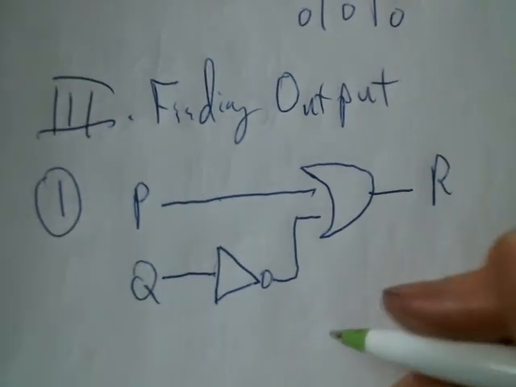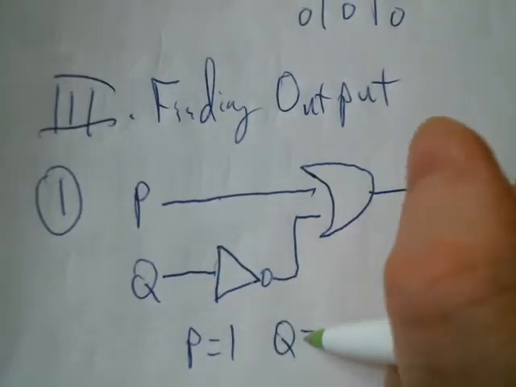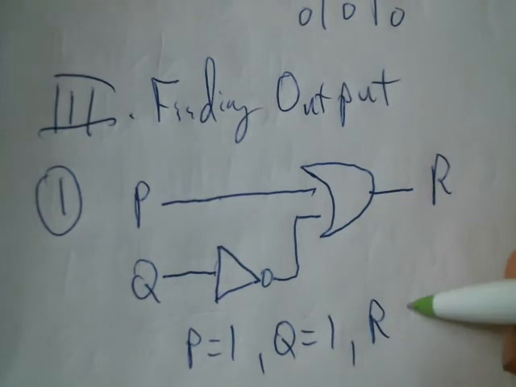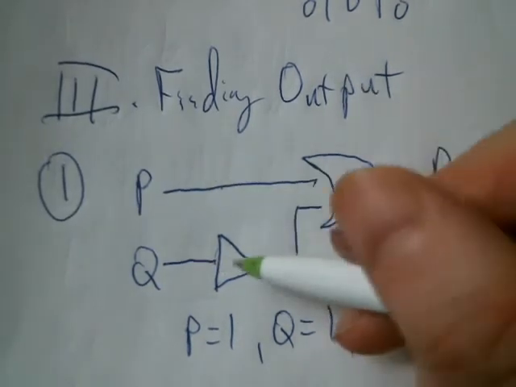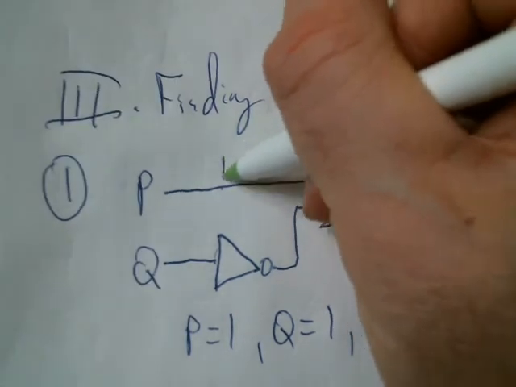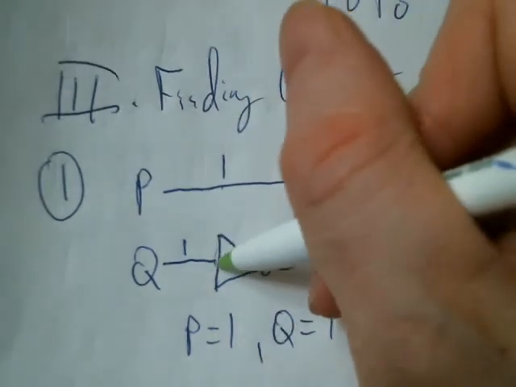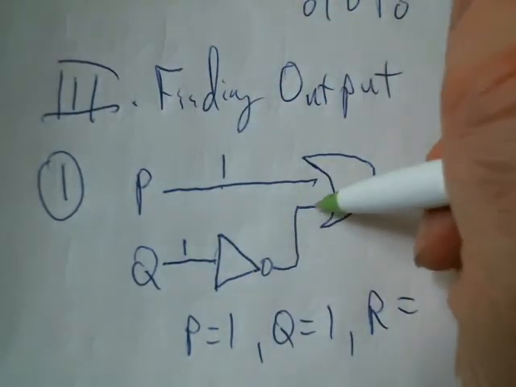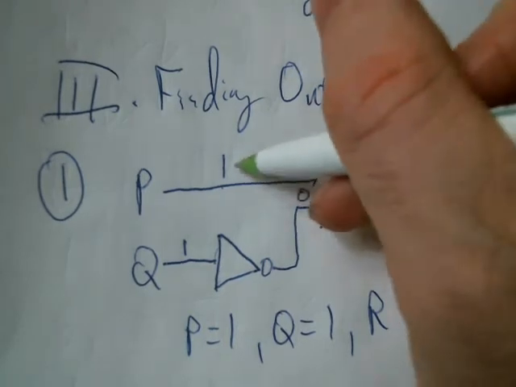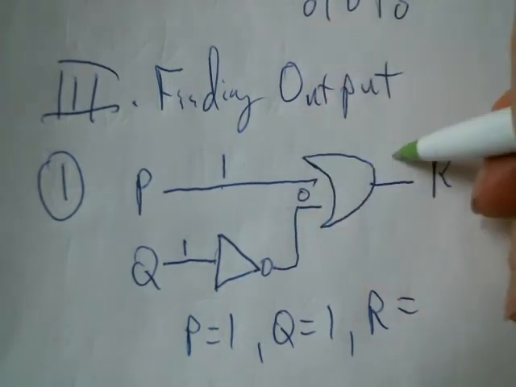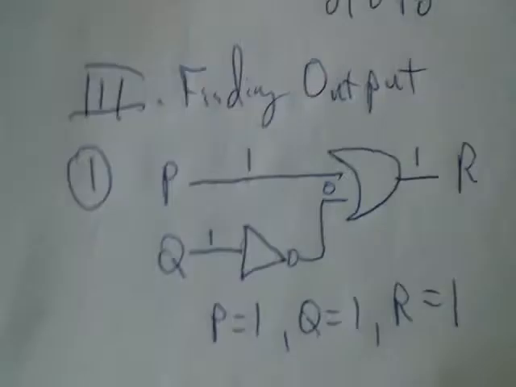So they're going to tell you what P and Q are. So in this case, P is 1, Q is 1, and then you have to determine what R is in that scenario. And you could write in what each one is. So P is 1. Q initially is 1, then when you go through a NOT gate, it'll turn to 0. So you have 0 going into this OR gate, and then 1 or 0 for ORs, that's going to be 1. So the output will be 1. It'll be on.